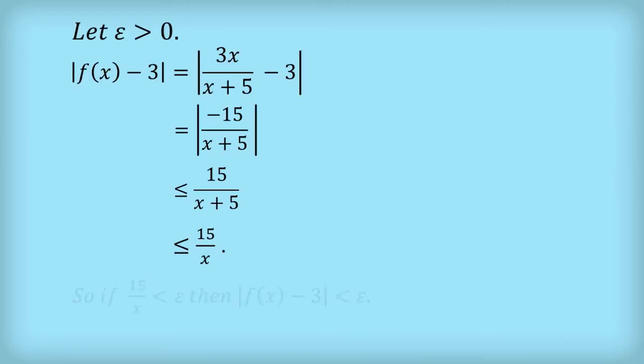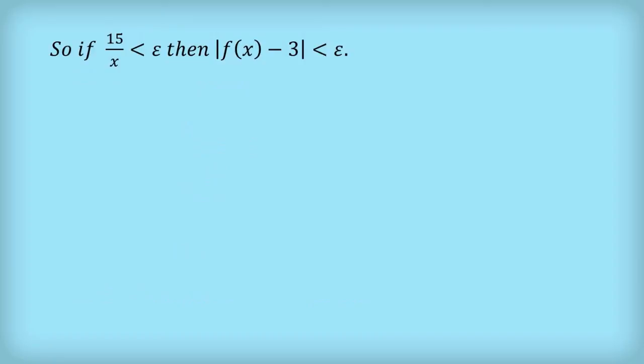So at this point now we need to get the epsilon in, so we write as follows. So if 15 divided by x is less than epsilon, then the absolute value of f(x) minus 3 will be less than epsilon. So you can see we've made some progress because we've worked out really the circumstances under which the absolute value of f(x) minus 3 will be less than epsilon, which is what we want. So I'm running out of room. I'm going to push that last line up to the top, and now we can continue.